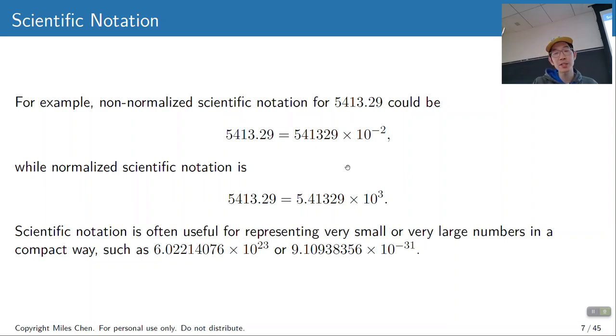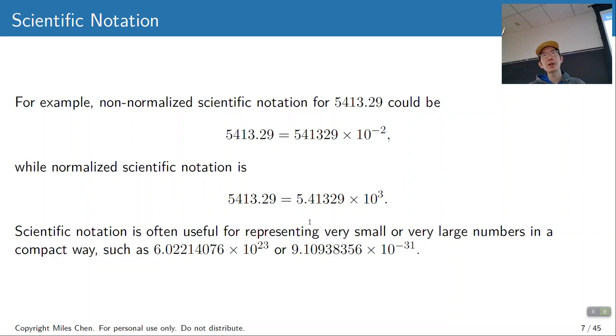Would be weirded out by this. But our normalized scientific notation is this idea that you put one value in front of the decimal point, so you have 5.41329 times 10 to the third, and that's equivalent to 5,413.29, right? These two numbers are exactly equivalent.